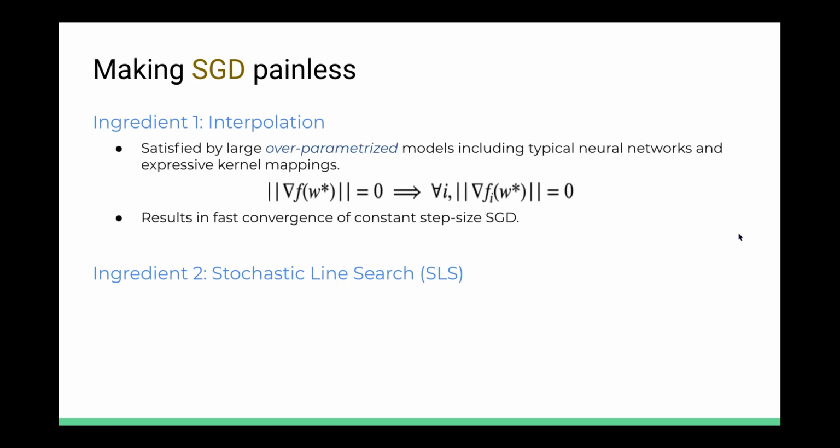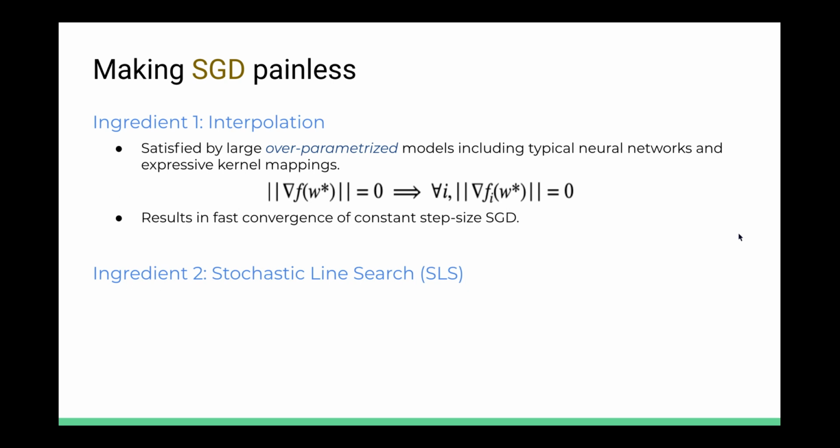Interpolation is a property satisfied by large overparameterized models, including typical neural networks and expressive kernel mappings. Formally, it implies that at a point w star, the minimizer of the function f, where the full gradient is 0, each of the stochastic gradients, nabla fi, is also 0 at that point. This implies that the model is expressive enough to fit all the training data, or interpolate it. Previous work has shown that the interpolation property can be used to prove fast convergence rates matching that of deterministic gradient descent for constant step size SGD.